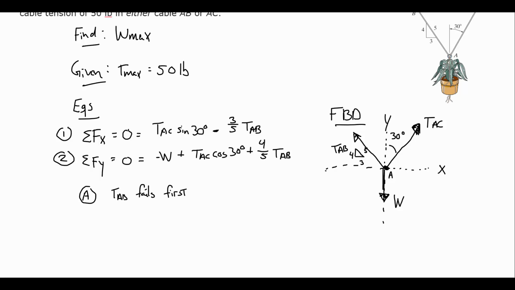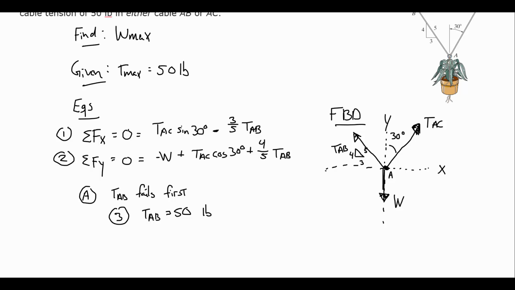Which is to say, in scenario A, my assumption is that the tension in AB is just at that 50 pounds, and we're going to see what weight it would take to get TAB just to 50 pounds. Which means that I can now have a third equation under this scenario. My third equation is I'm going to enforce that TAB be 50 pounds.